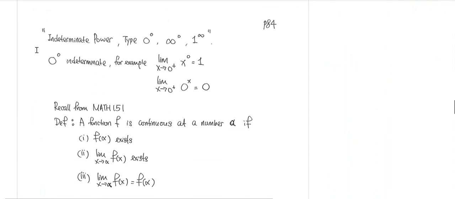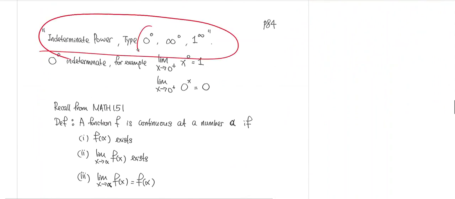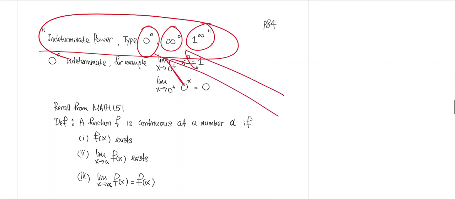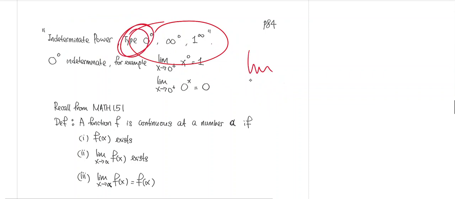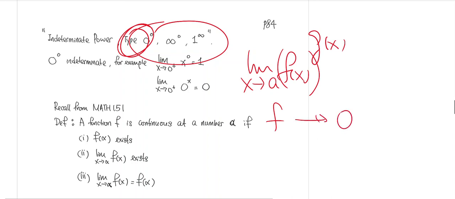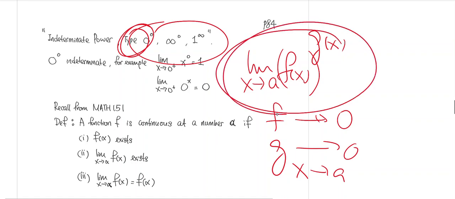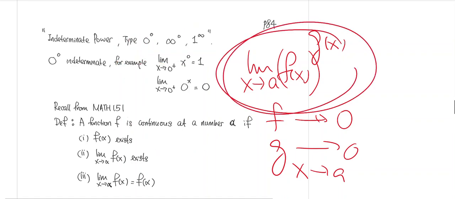Okay, now finally, the last thing we want to talk about is indeterminate powers. This type of thing is indeterminate, and by now you should know what I'm trying to say. There is no such thing as this notation; these are not real things. This just means that we are looking at the limit of f(x) to the power g(x), where f goes to 0 and g goes to 0 when x goes to a. Then we say this limit is indeterminate of this type.